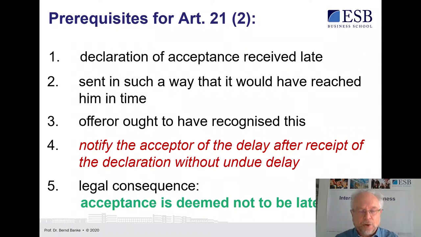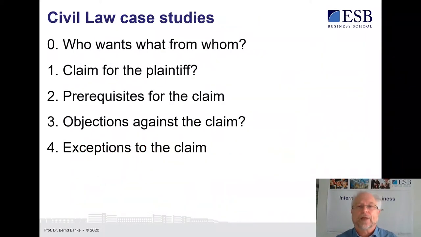Okay, so let's sum up the whole thing. These were our questions: who wants what from whom. We answered that. We found a possible claim. We checked the prerequisites for the claim. I don't see any objections again. What should the other party now say? There is nothing which is of legal relevance. There are no exceptions to the claim. It's not too long ago, whatever.